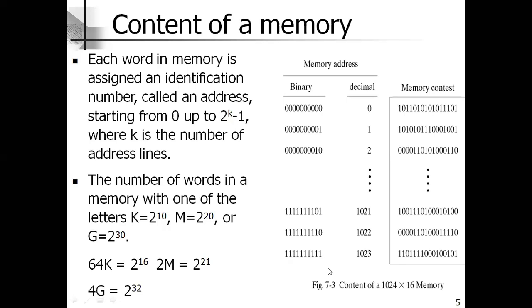So here 1023 is the decimal, then the equivalent binary number. In this way, first we have to identify that the memory address can be represented in both binary and decimal. Here the memory content is there. The memory content value will be represented in hexadecimal.